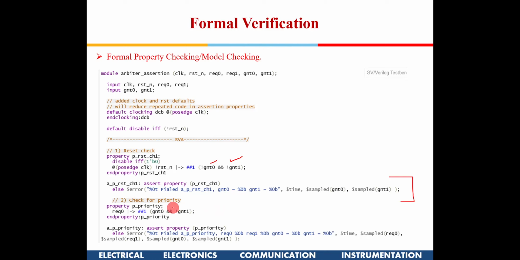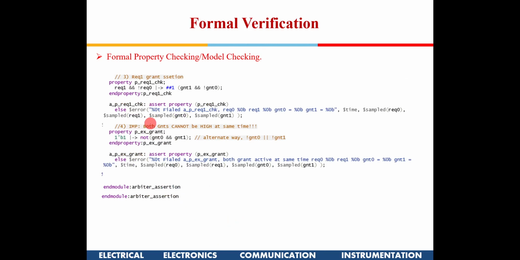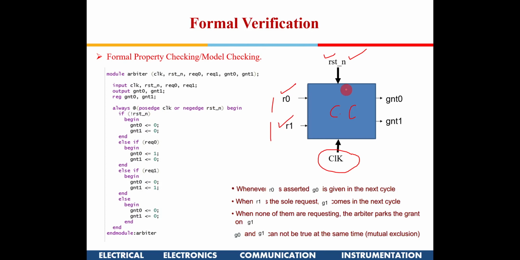In the second check, if that is not the case, then you check the next property. If request 0 is 1, then grant 0 has to be high and grant 1 has to be 0, right? And you write the third property and the fourth property. If you see, the entire functioning of this block can be identified as 4 main properties. For example, R0 is 0, G0 is 0 in the next cycle. So these 4 properties you can define.